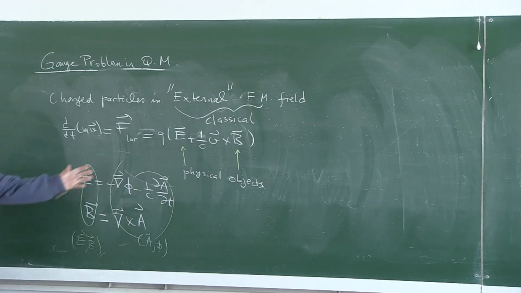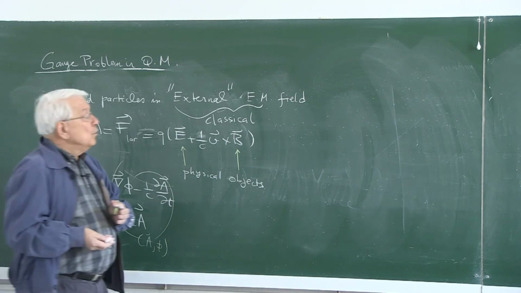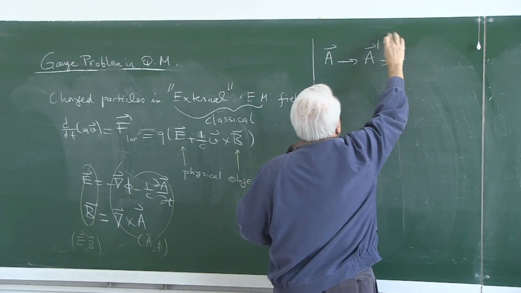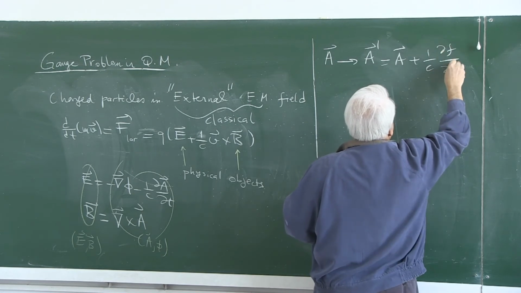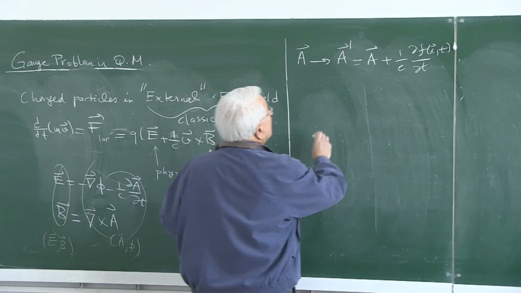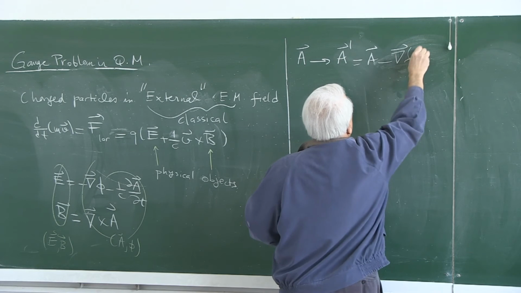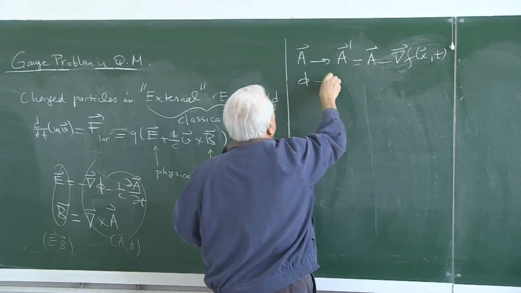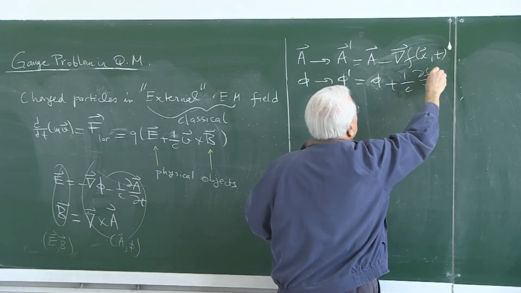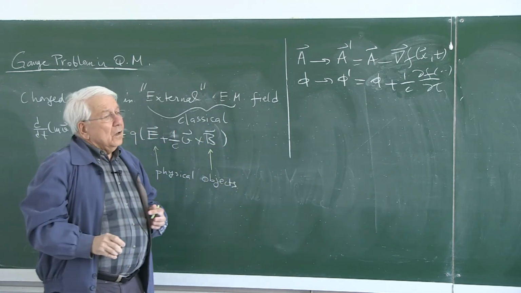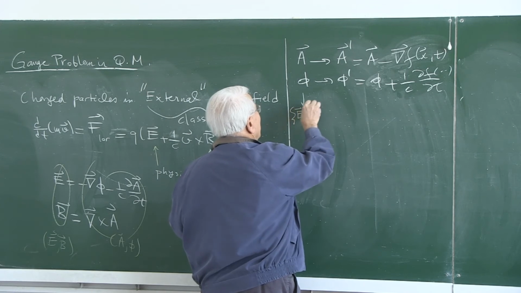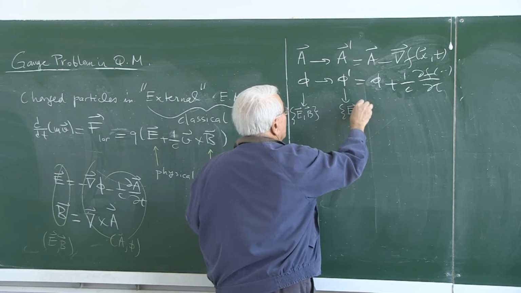But there is something in this set of relations which is worth paying attention to. For instance, if you change A to A prime, which is equal to the old A plus the gradient of an arbitrary function of space and time, I call it F, and phi is replaced by the old phi minus 1 over C dF/dt, again the same function of x and t. The claim is that this pair gives you E and B, and the new pair gives you the same E and B, not anything else.